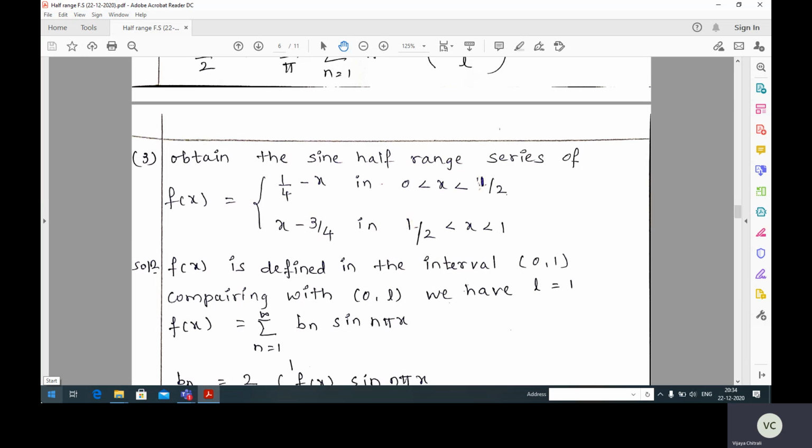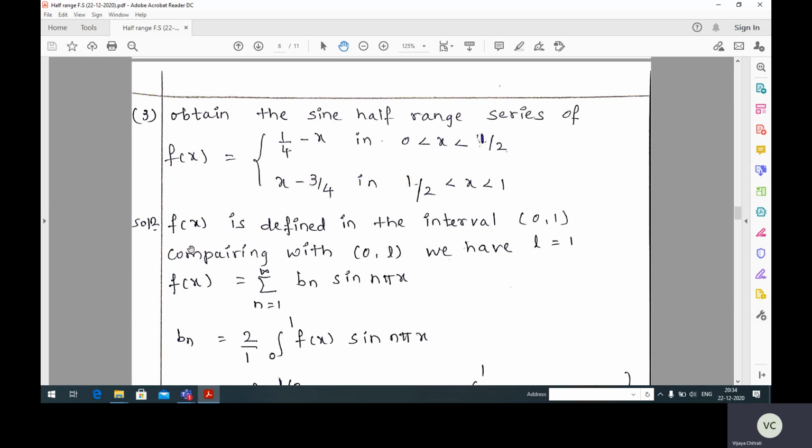Obtain the Fourier sine half range series for the function f of x is equal to 1 by 4 minus x, where x lies between 0 to 1 by 2, and x minus 3 by 4, where x lies between 1 by 2 to 1. Right? Now, f of x is defined in the interval 0 to 1, because the starting point is 0 and the ending point is 1.